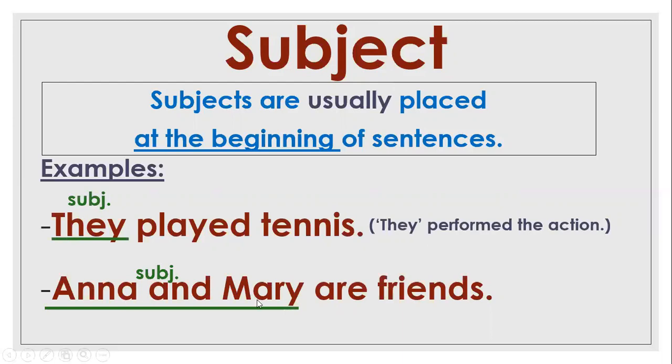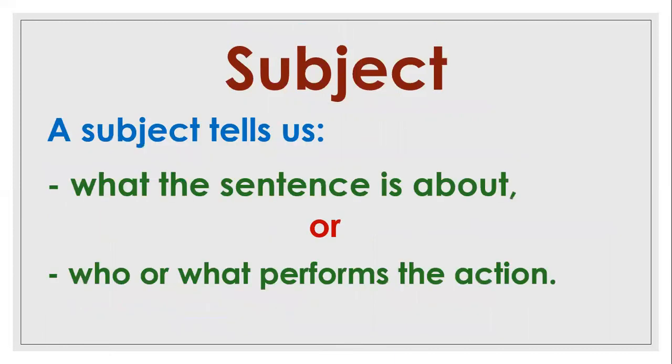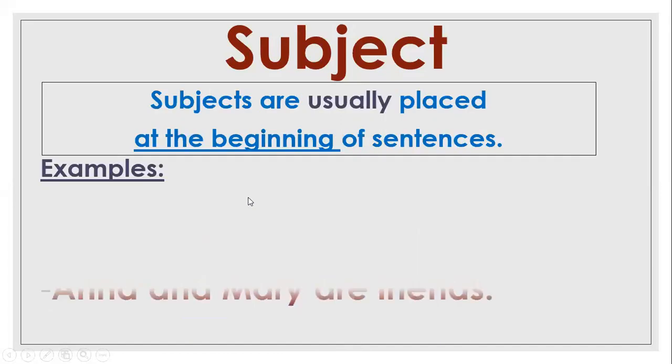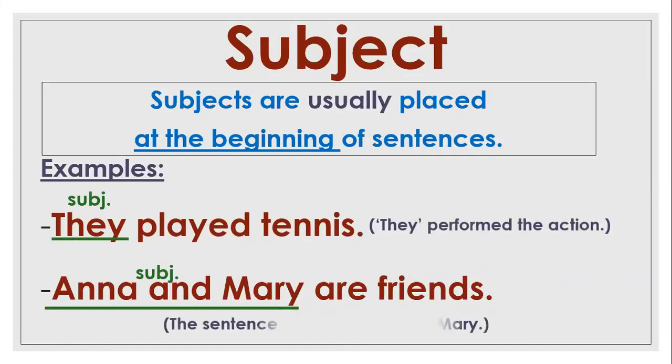Sentence 2, Anna and Mary is the subject. Anna and Mary are friends. Here, the sentence is about Anna and Mary. And here we said that the subject tells us what the sentence is about. And in sentence number 2, the sentence talks about Anna and Mary. Anna and Mary is the subject, are friends.